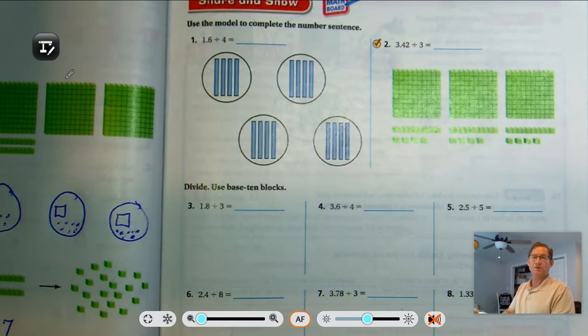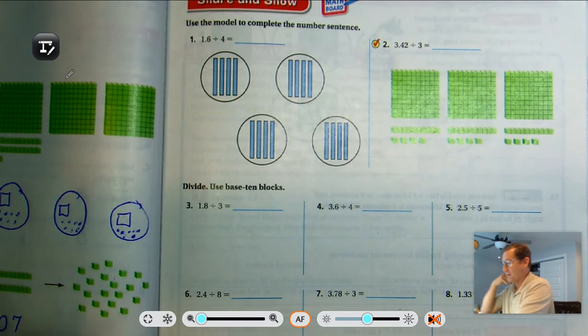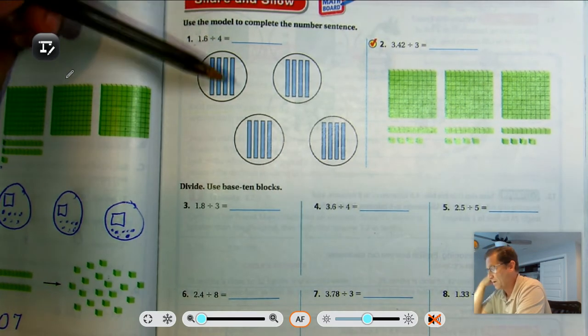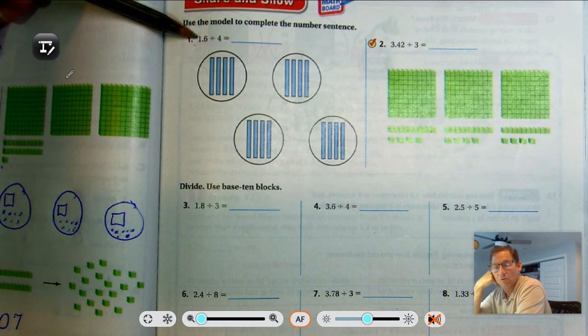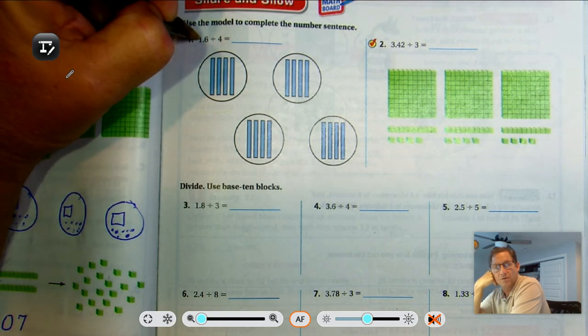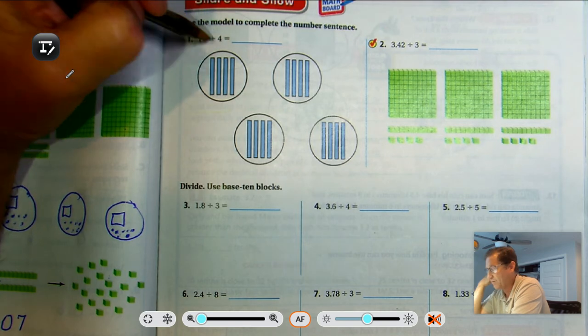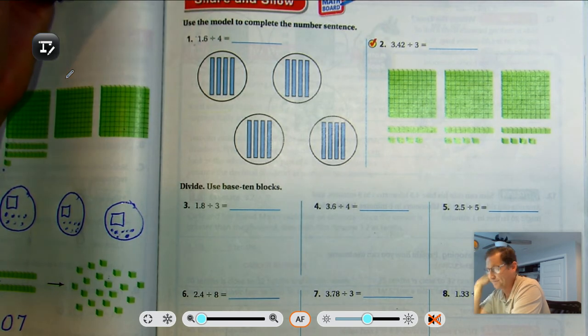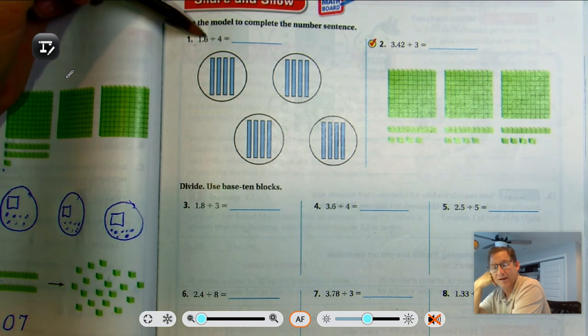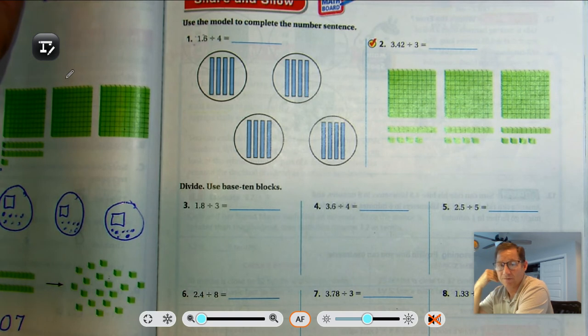All right, use the model to complete the number sentence. So I see 1 6/10 divided by 4. Well, clearly we can't share one whole with 4 groups. So we would have had to trade the one whole for 10 tenths, and we would have had 14 tenths plus the 6 tenths, we would have 20 tenths that we have to share with the 4 groups.